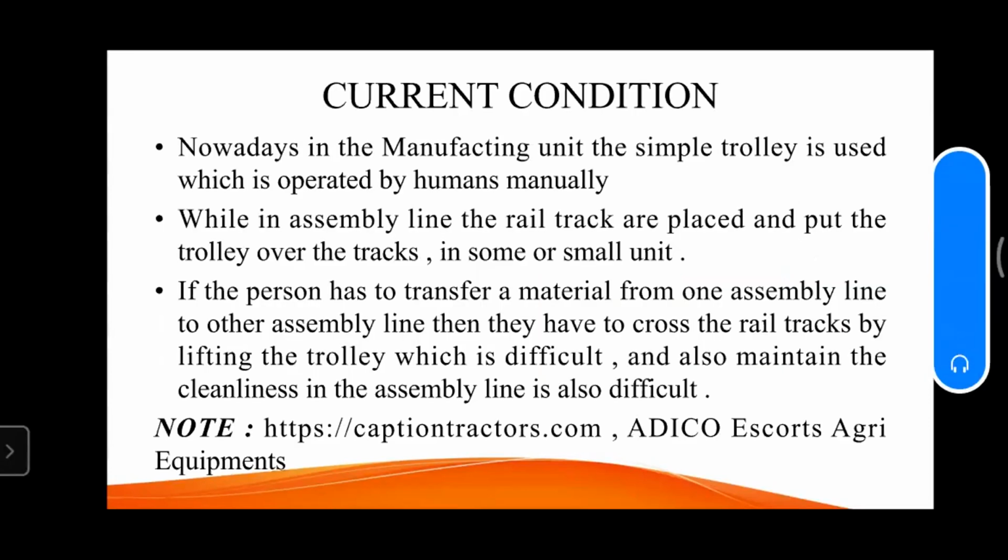Current conditions. Nowadays, in manufacturing units, a simple trolley is used, which is operated manually by humans. In some small units, the assembly line has rail tracks, and the trolley is put over the tracks. If a person has to transfer material from one assembly line to another, they have to cross the rail tracks by lifting the trolley, which is difficult, and maintaining cleanliness in the assembly line is also difficult.